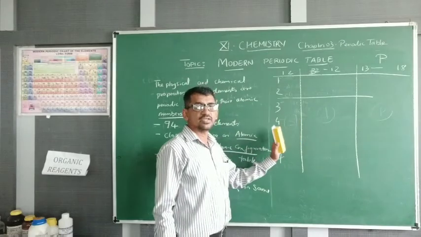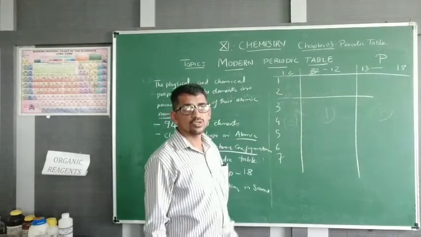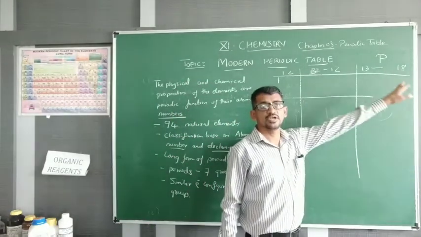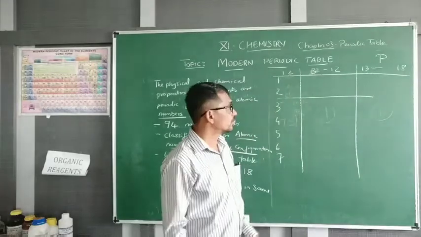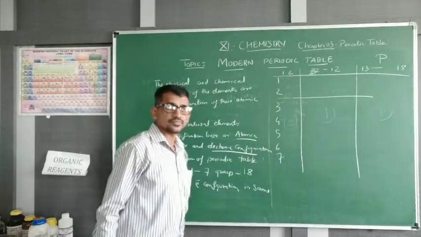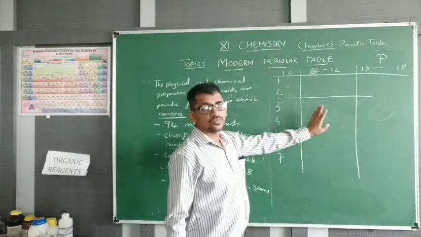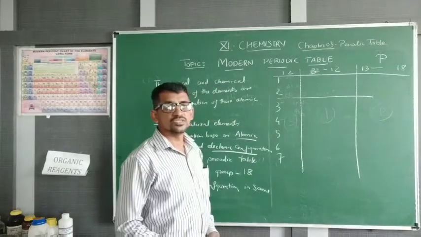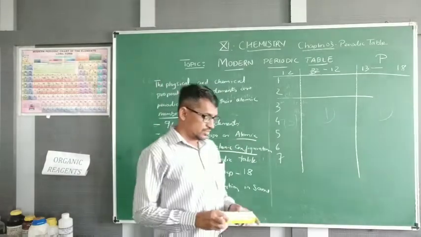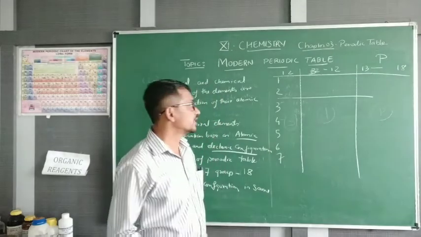So on the left hand side, the S block is there. First and second groups belong to the S block. Similarly, groups 13 to 18 are known as the P block. The last one, group 18, is the inert elements. In the middle we have the transition elements, that is the D block and F block. We throw some light on how the periodic table is arranged.